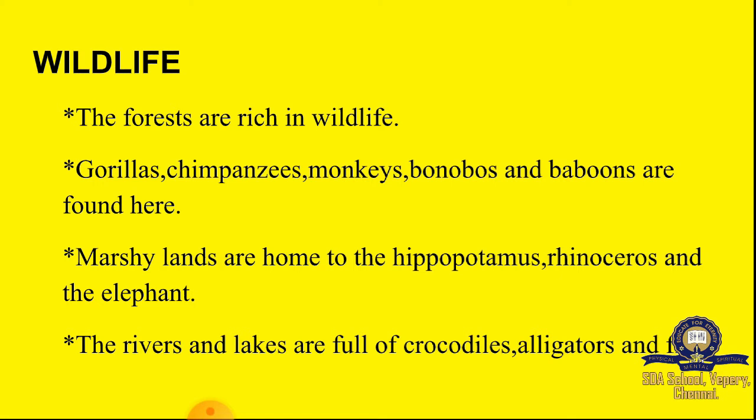We can see many types of animals and plants in the forest. Some of the animals we can see are gorillas, chimpanzees, monkeys, bonobos and baboons. In this region we can find these types of animals. Marshy lands are home to the hippopotamus, rhinoceros and elephant.